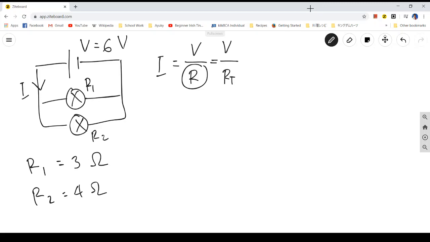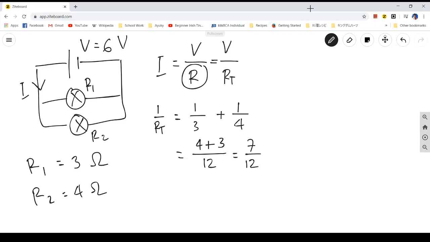Alright, so let's calculate the total resistance. Let's use this formula. 1 over RT equals 1 over R1, which is 3 ohms, and 1 over R2, which is 4 ohms. Normalize the denominator. 1 over 3 equals 4 over 12, and 1 over 4 equals 3 over 12. So we've got 7 over 12. So in order to find RT, the total equivalent resistance, it's 12 over 7 ohms. Right, now let's use this formula right here in order to find out or calculate the electric current.